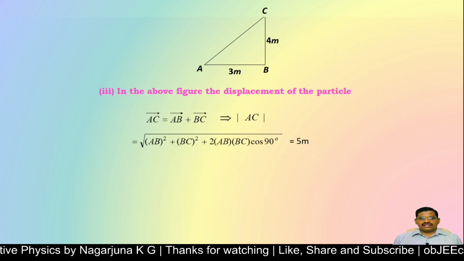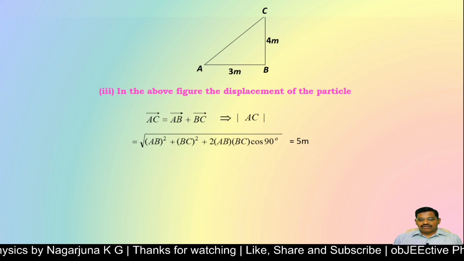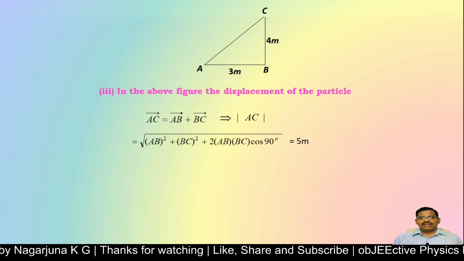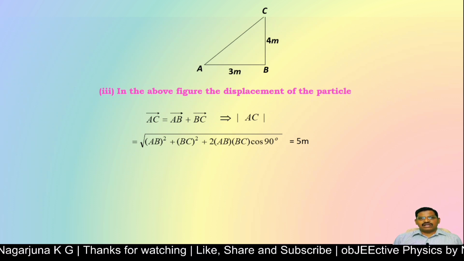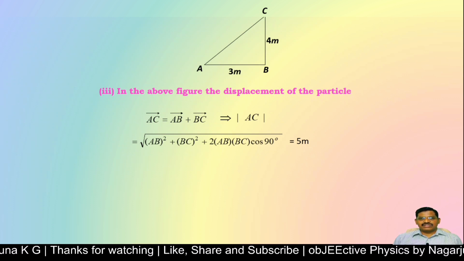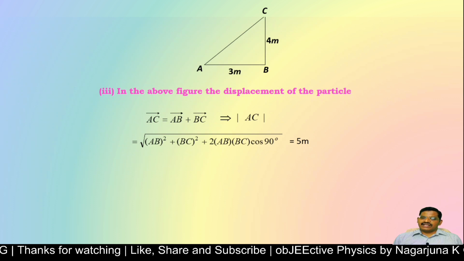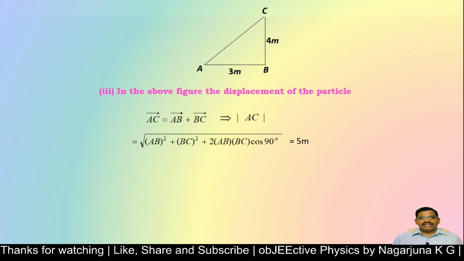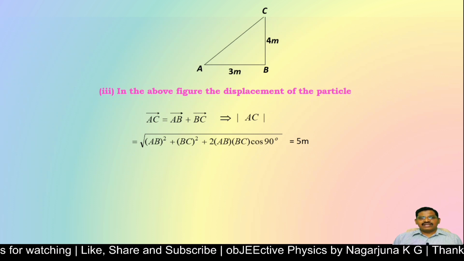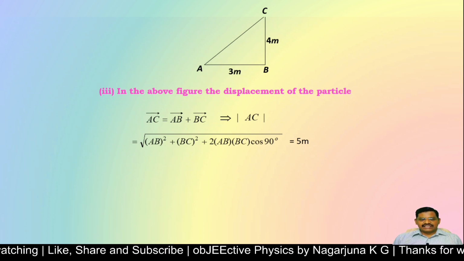The formula shown here is according to the parallelogram law of vector addition, or we can even estimate it simply by using the Pythagoras theorem also. Hypotenuse square, that is AC square, is equal to side square plus side square, or AB square plus BC square. From that also we can get the same value. So in this diagram, the distance between A and C is equal to 7 meters. The displacement between A and C is equal to 5 meters.